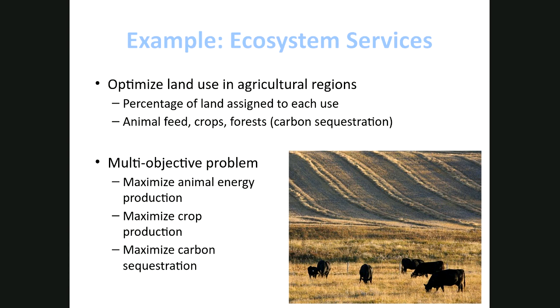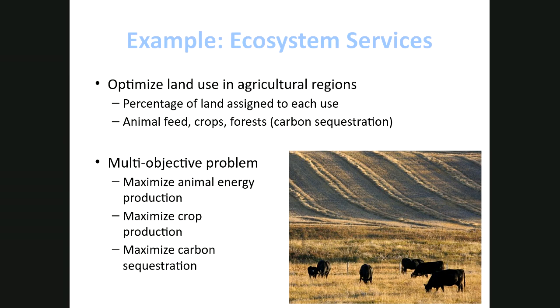Okay, another example that is less frivolous, maybe, it's more practical. It's ecosystem services, which is something that we work on at the French National Institute of Agriculture and Environment. The idea is that you want to optimize the use of land in agricultural regions. So you have a certain percentage of land that is assigned to each use. For example, on some land you are growing food for animals or some sort of cereals. In other patches of land you are growing crops like wheat or whatever that is for human consumption.